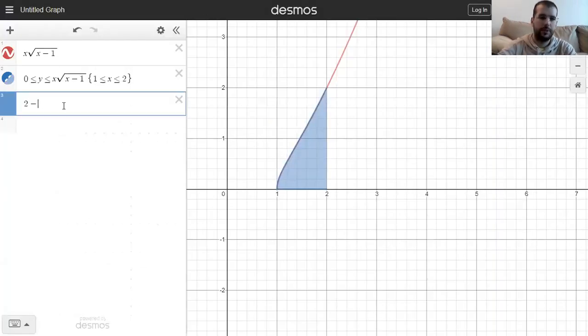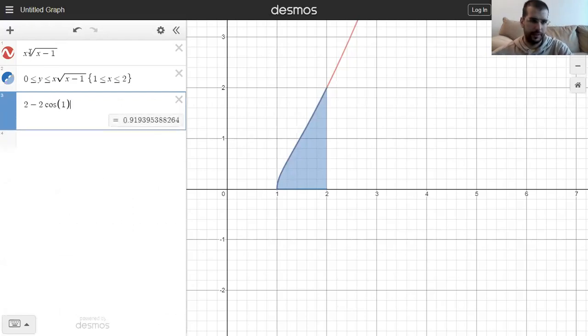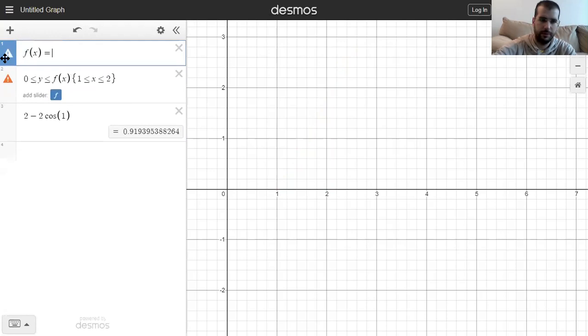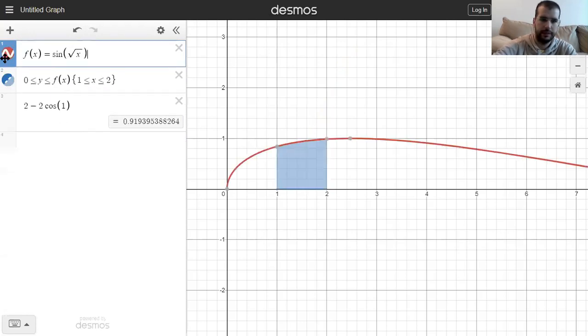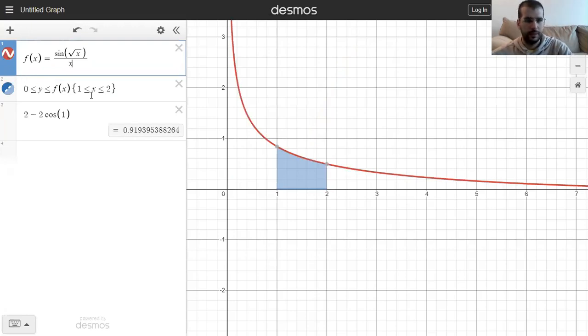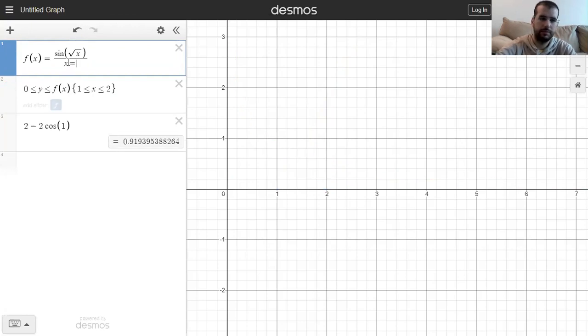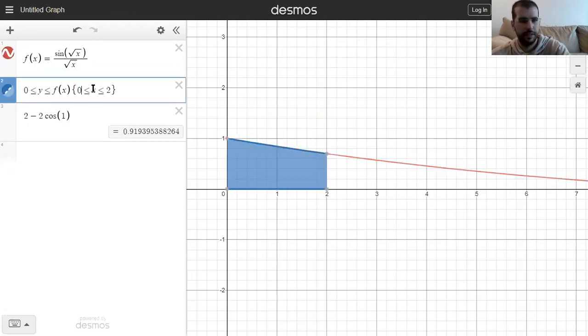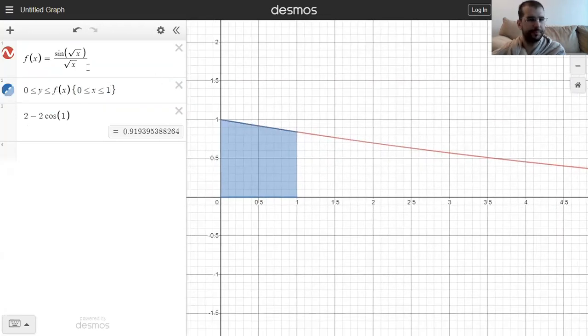Let's grab this. So 2 minus 2 cosine of 1 is 0.9. And the function was sine of root x divided by x. Oh my god. So I guess this function was continuous. I don't know, we might have computed a thing that makes not a lot of sense. I forgot we can't really get to zero here. Anyway, I guess we did do it. I guess it did work.